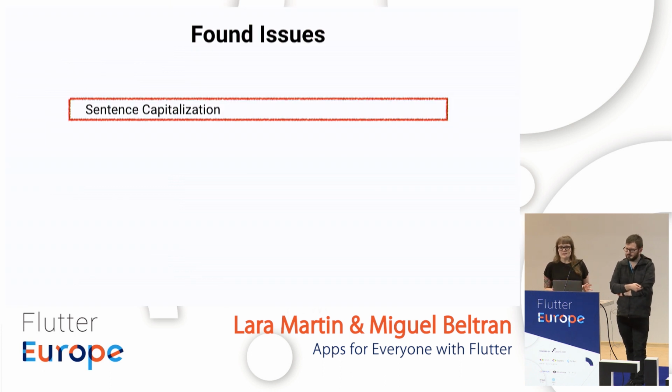So around neurodiversity in this application that we took as an example, we only found a tiny fix that we need to do, which is capitalization. It's a tiny fix, but it's important as well.